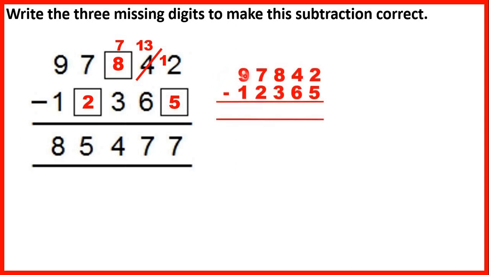And then what we can do to check is just to write out what we have and check that it works. And when we do the column subtraction again, we can see that we get the same answer.